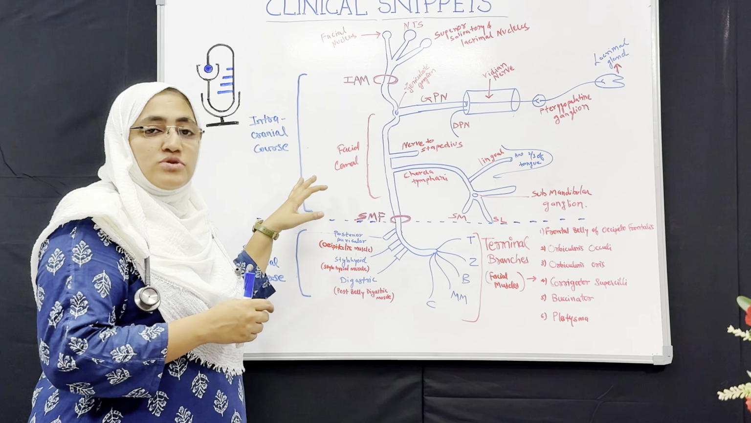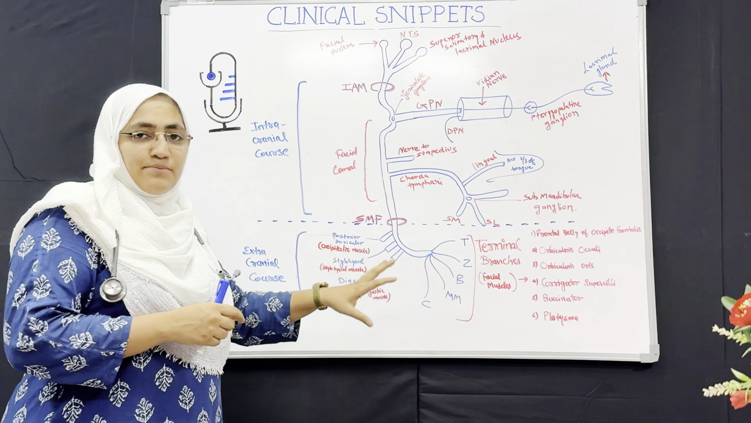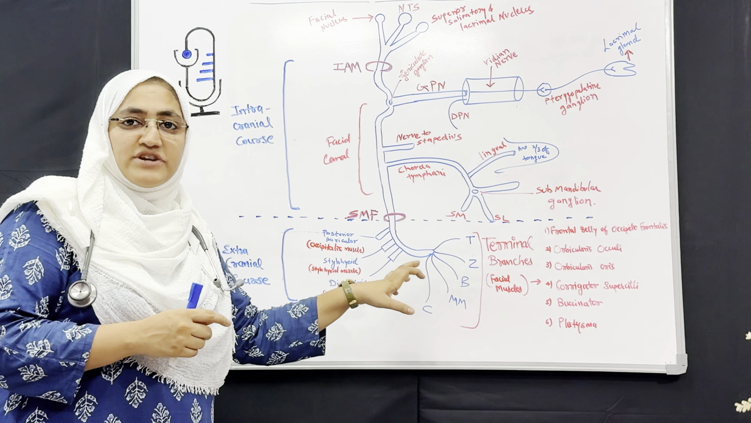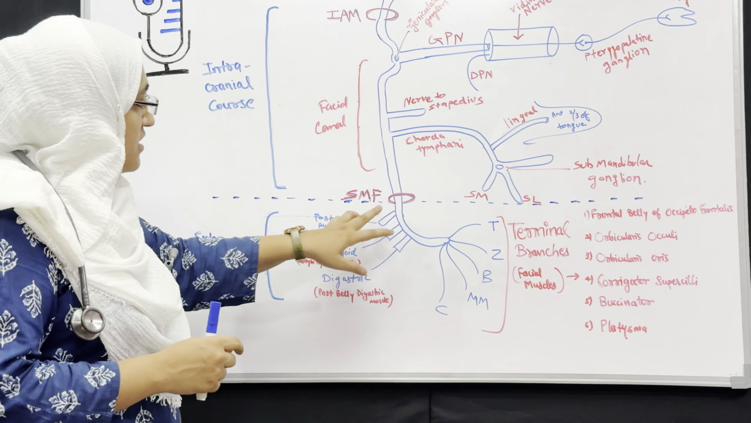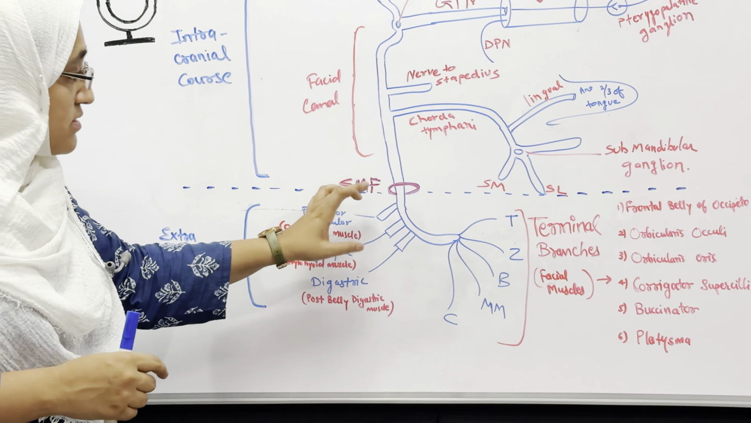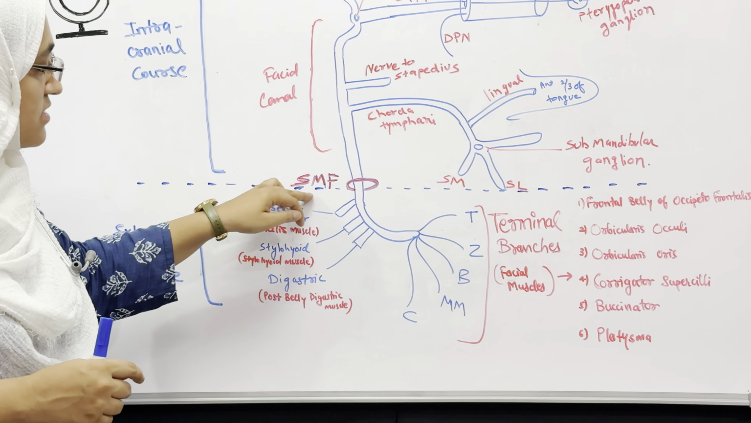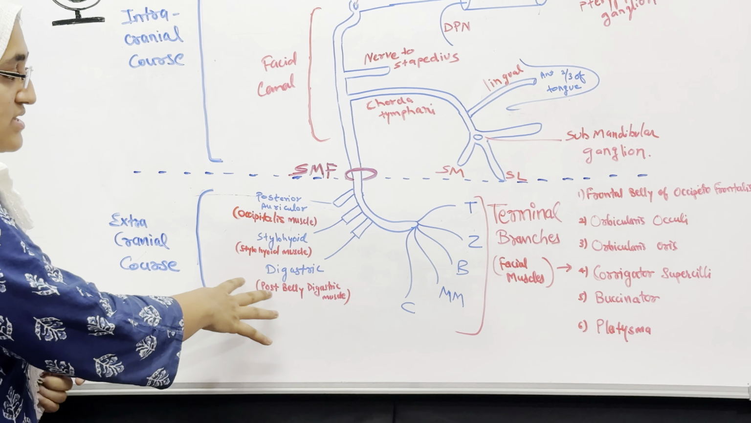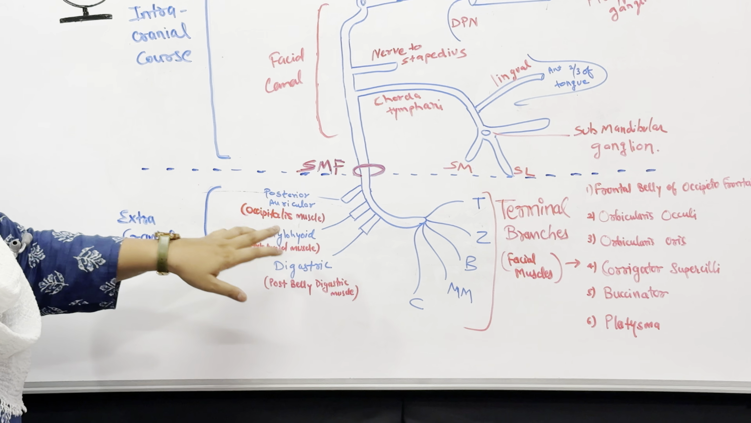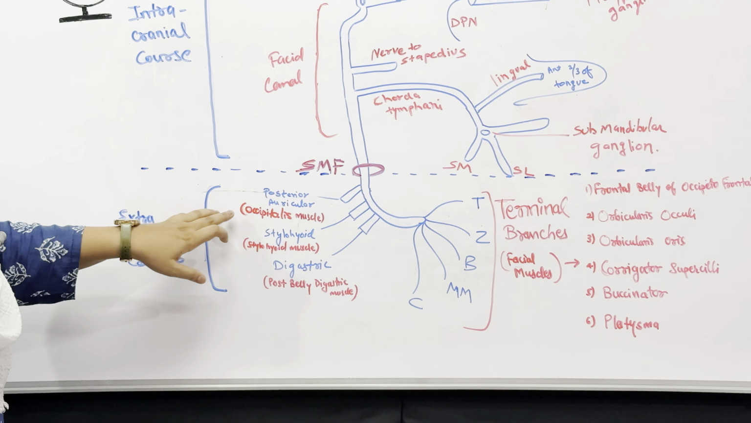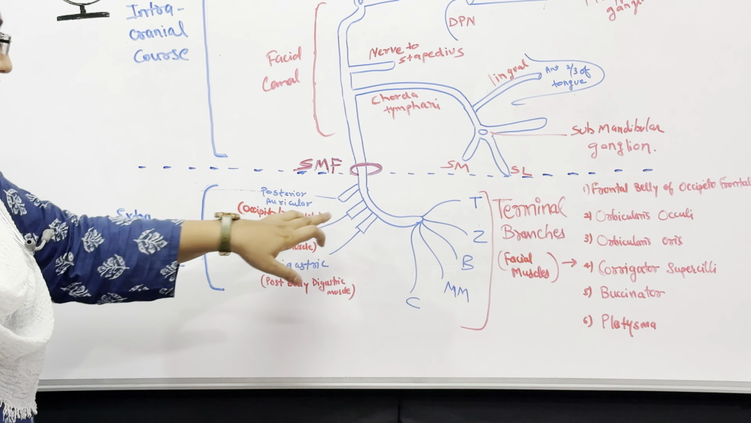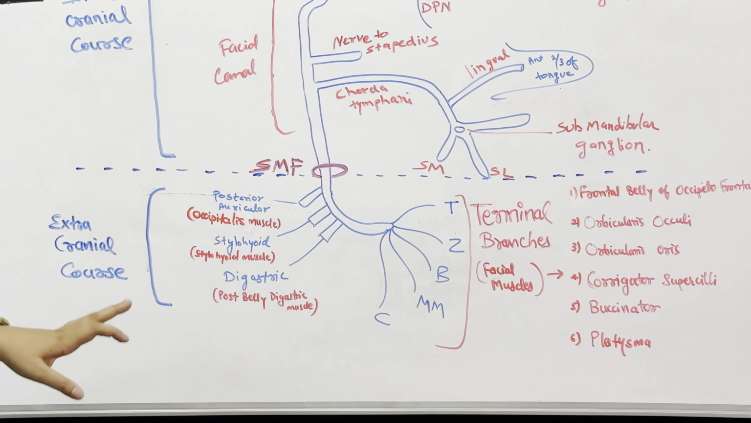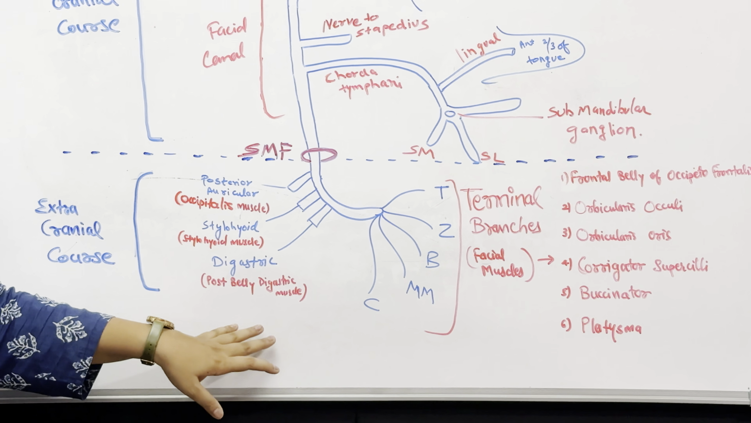Now after traveling through the facial canal, it exits the temporal bone from the stylomastoid foramen, and here the extracranial course of the facial nerve starts. After exiting from the stylomastoid foramen, it gives three motor branches and five terminal branches. The three branches are the posterior auricular nerve, which supplies the occipitalis muscle, then the nerve to stylohyoid, which supplies the stylohyoid muscle, and the digastric nerve, which supplies the posterior belly of the digastric muscle.